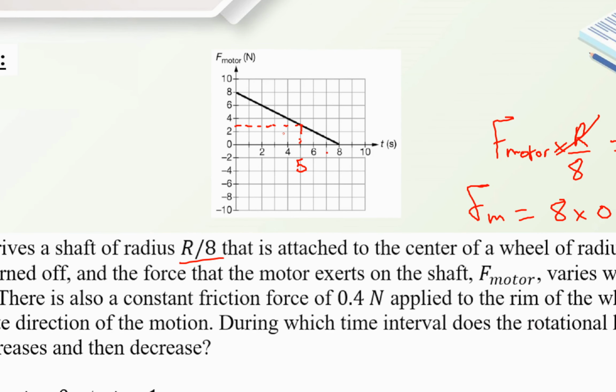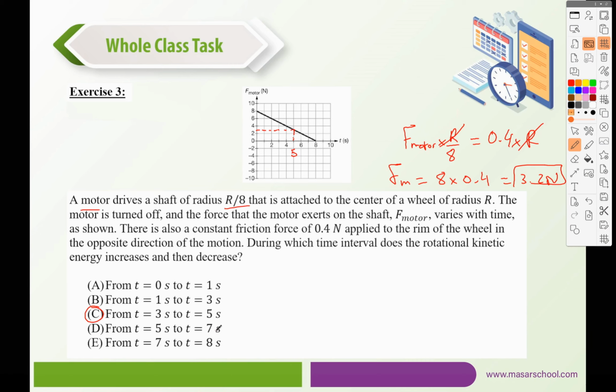Okay, so if you choose, for example, D from 5 to 7, we know that from 5 to 7 it's decreasing, and then after that it's also decreasing. From 0 to 1, it is increasing, and after that it's increasing also. Similarly for B, so the correct answer would be C.